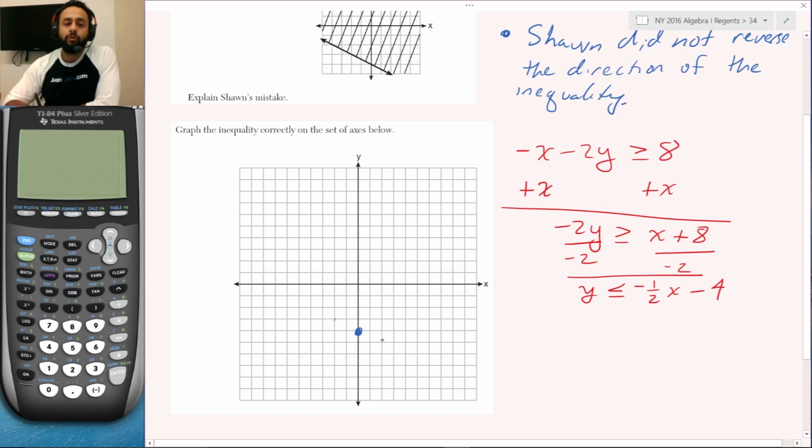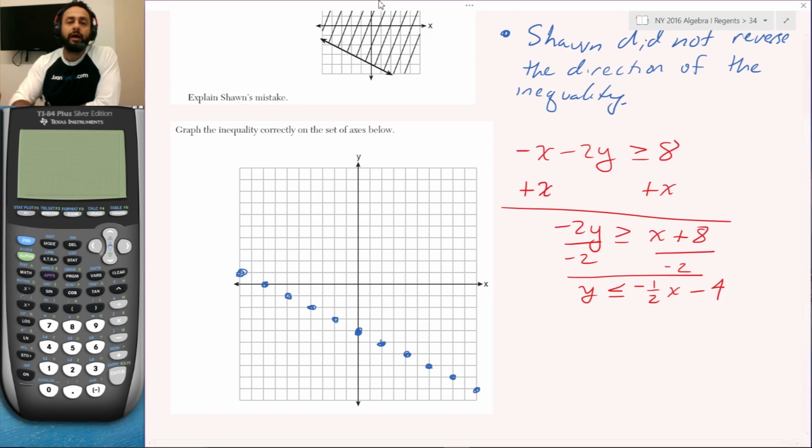So down 1 over 2, down 1 over 2, down 1 over 2. And then also up 1 over negative 2, up 1 over negative 2, up 1 over negative 2.